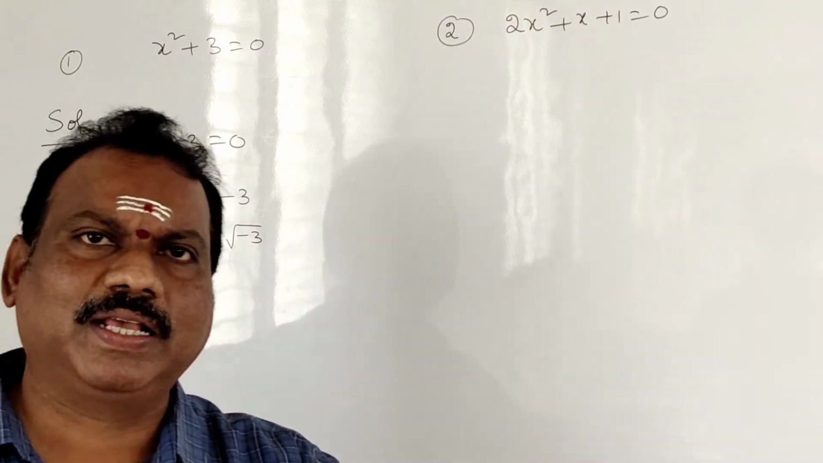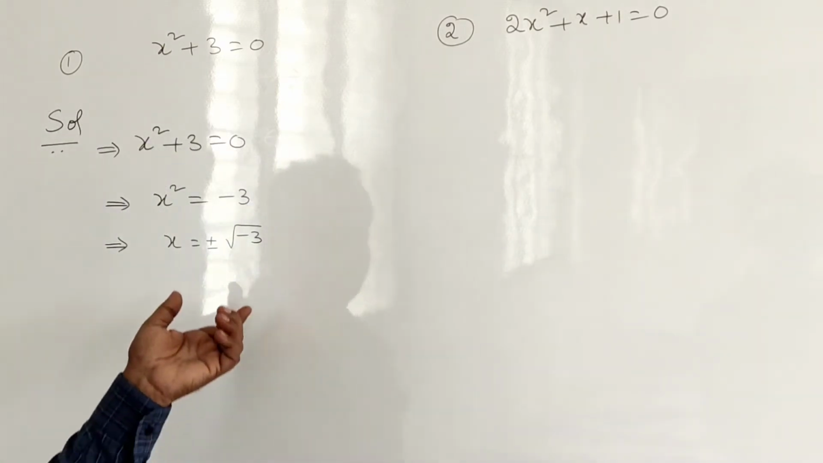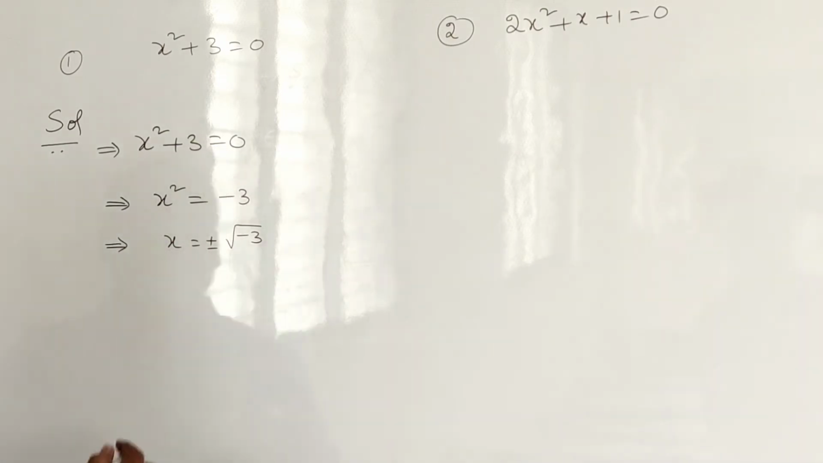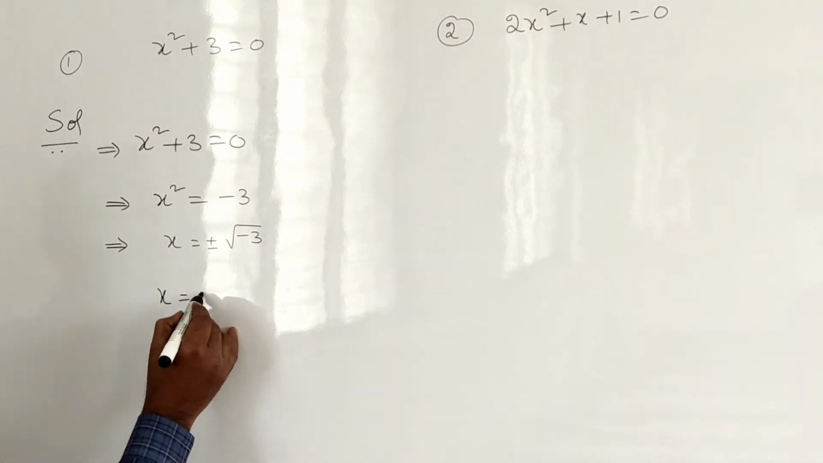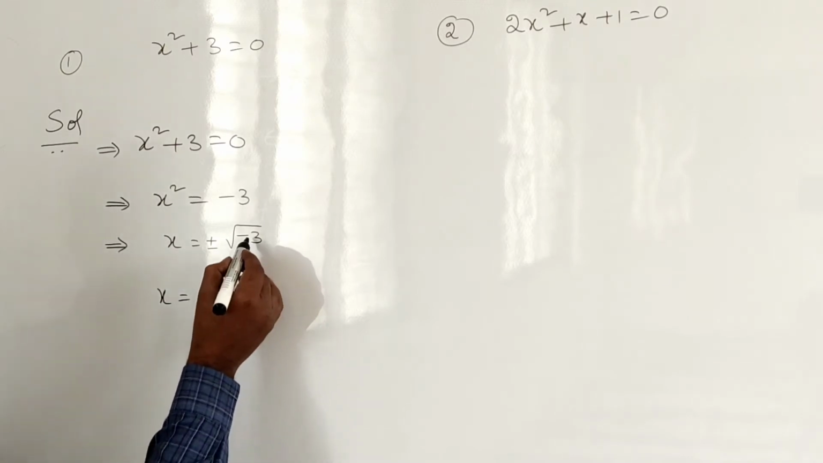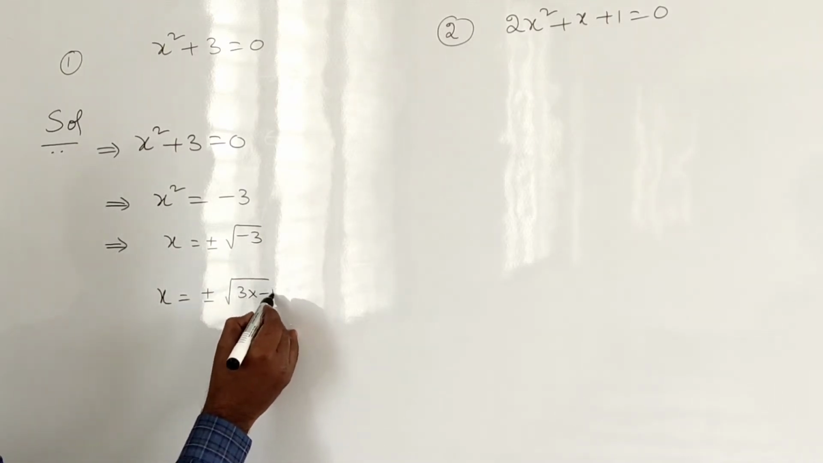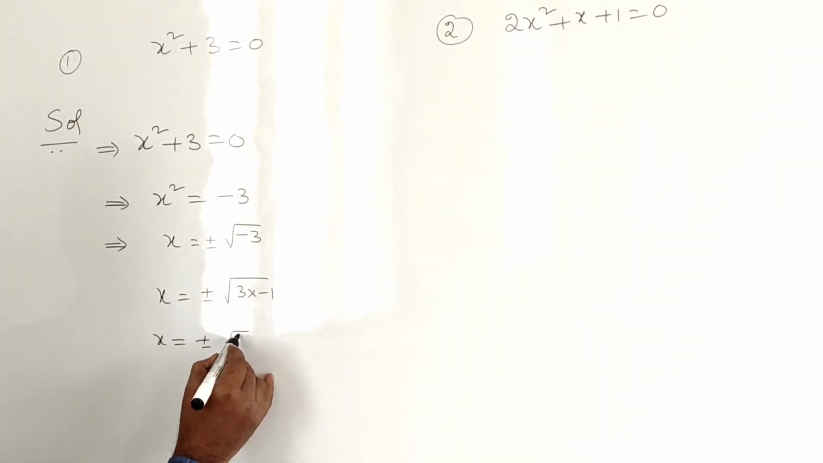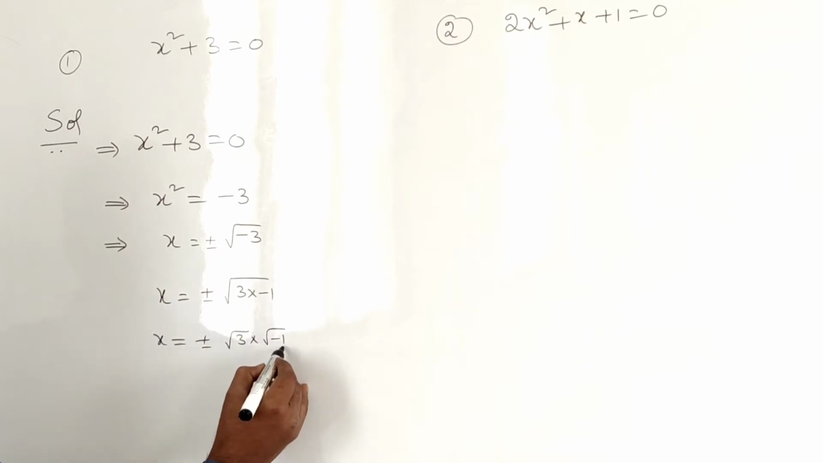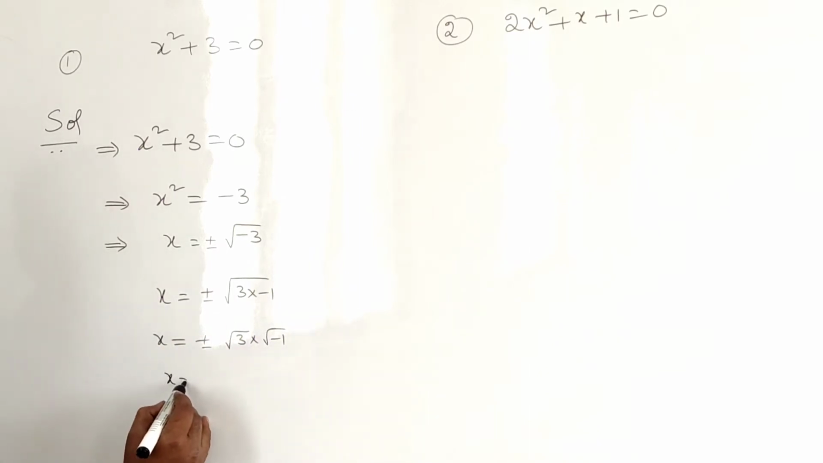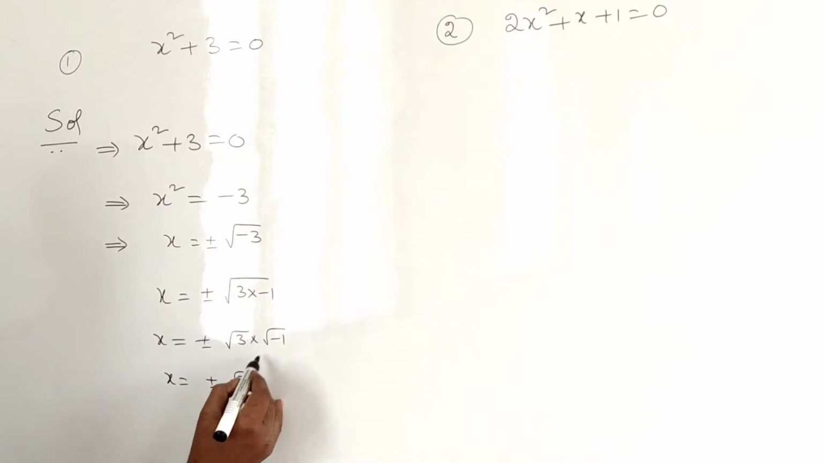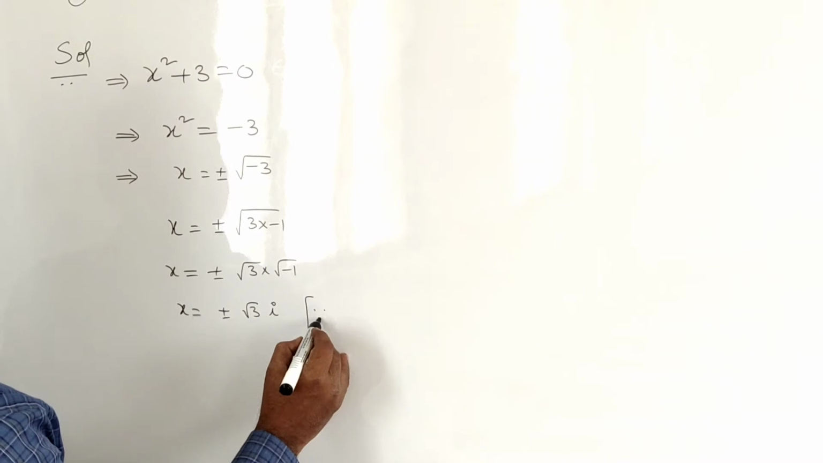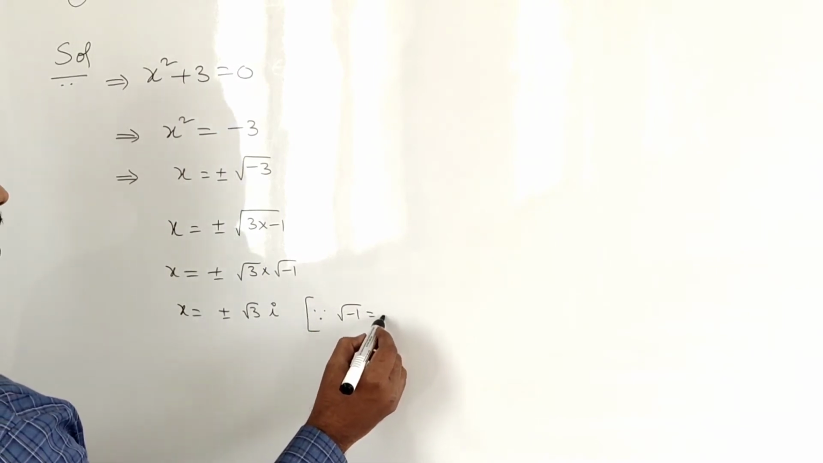But you learnt about complex numbers also. That's why we can express this value in complex numbers. So you have to solve in complex numbers. How to solve? Very easy. x is equal to plus or minus under root minus 3, I can write 3 into minus 1. Root of a into b is root a into root b. So x is equal to plus or minus root 3 into root minus 1. You know very well, root of minus 1 is treated as i, the complex number iota.